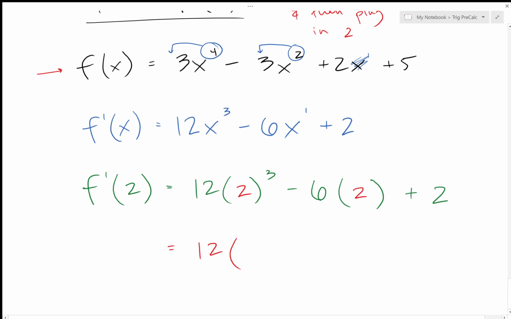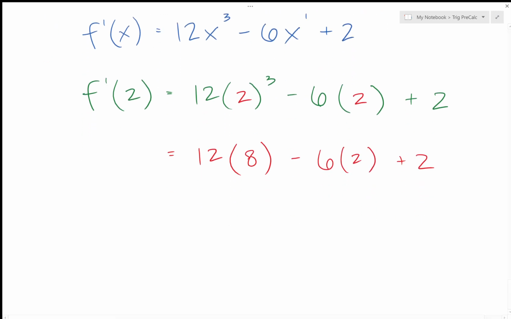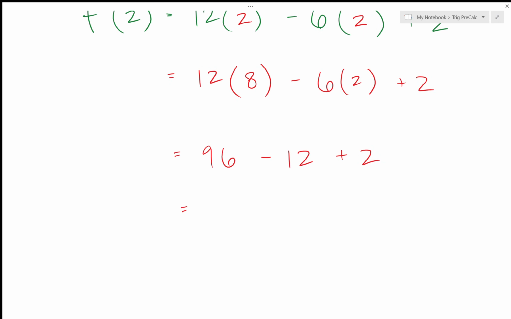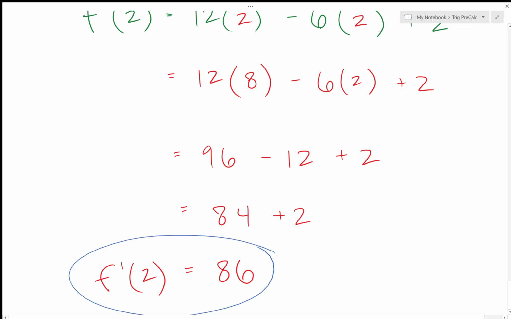So 12 times 2 cubed, 2 cubed is 8. We still have the 6 and the 2, plus 2. 8 times 12 gives me a 96, minus 12, plus 2. 96 minus 12, that's an 84. And 84 plus 2, 86. So not only did we find the derivative, we found out what the derivative is at 2. So if you plug in 2 into the derivative, we get 86.